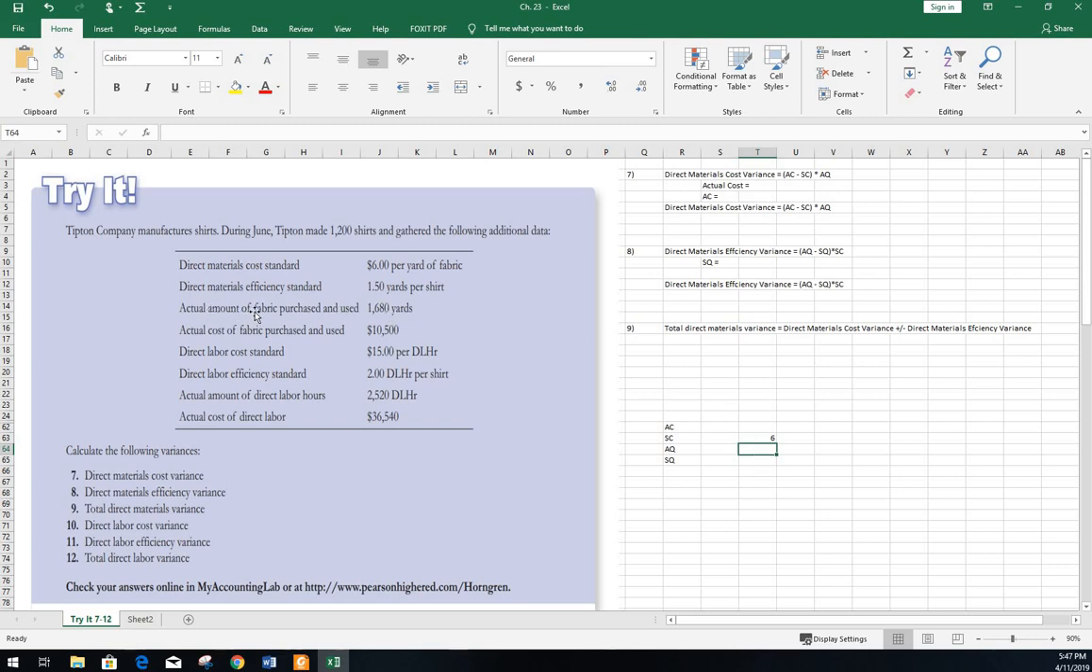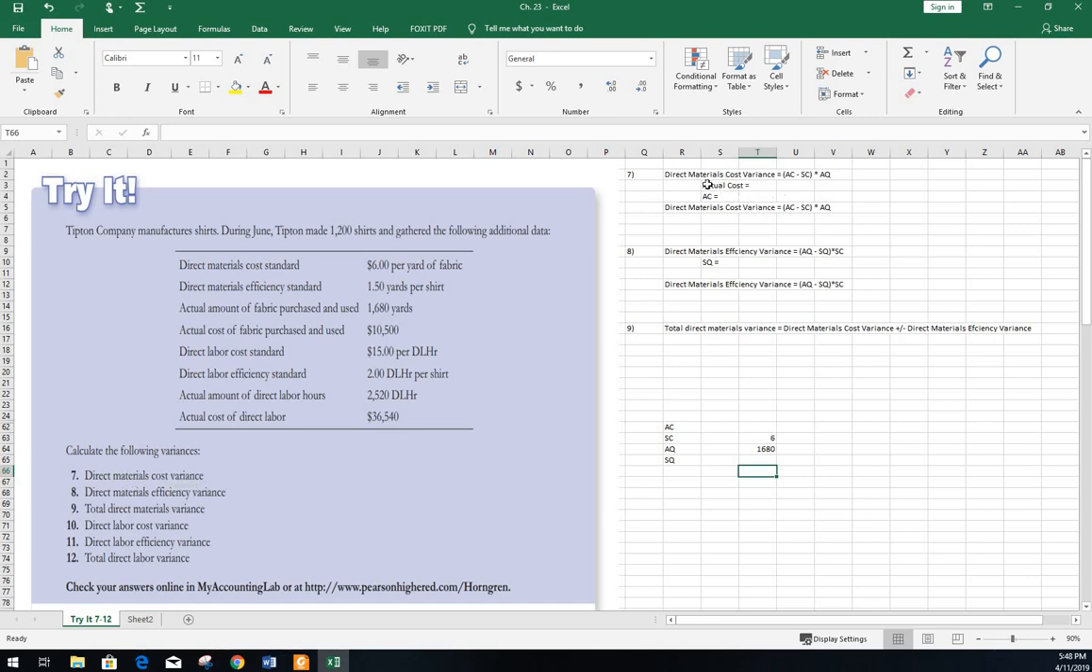Actual amount of fabric purchased. Well, right there it says actual, and then fabric purchased is a quantity, so that's actual quantity right there, 1680. And it doesn't give us a standard quantity either. We're going to have to find that value later. So we have our two givens. Let's go ahead and start solving for the direct materials cost variance in number 7.